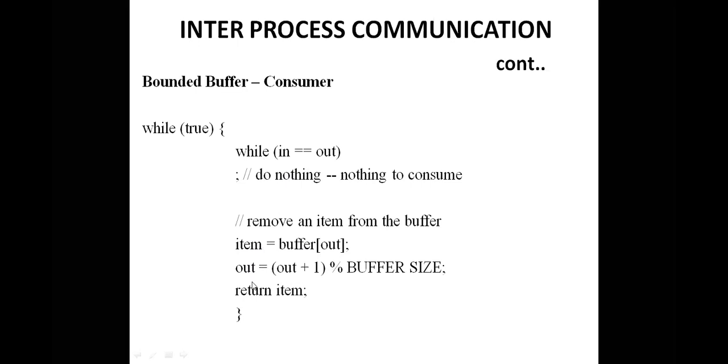Again the increment, out equal to out plus 1. Out equal to out plus 1 means the out value will be incremented. In the previous case we incremented the in value to 9, but we did not increment the out value, right? Out value is 0. So here, in equal to 9 is not equal to out 0, right? That is the reason we are moving from here to here. Buffer of 0 will be kept into the item.